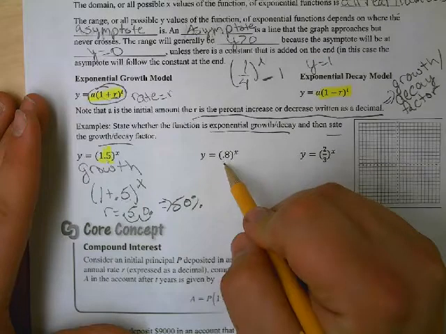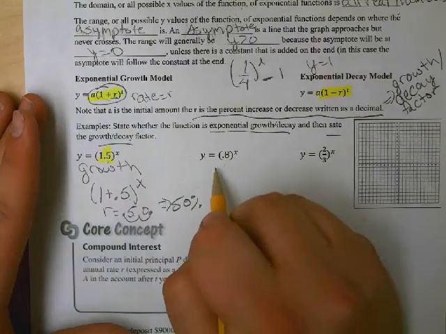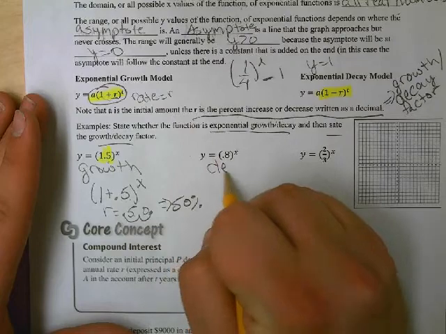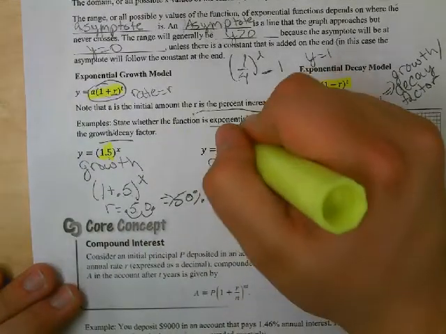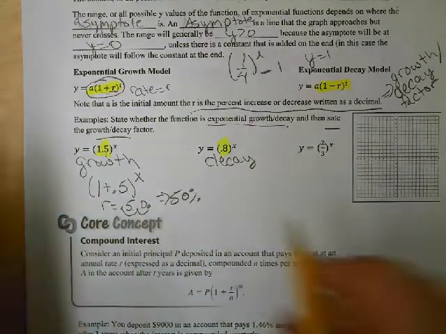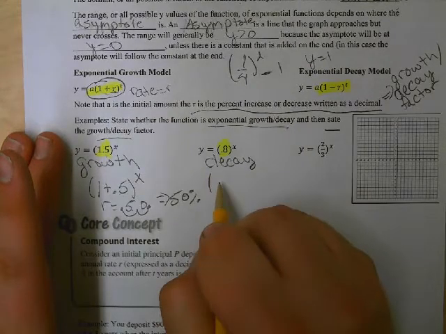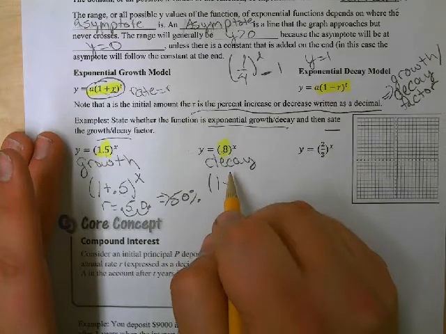Now moving on to this one. y equals 0.8 raised to the x power. Is that exponential growth or decay? Why? It's not greater than 1. Yeah, so it's less than 1. Yep. So this would be decay, because the 0.8 is less than 1. Now, I can rewrite this, can't I? How would I rewrite this? 1 minus... How would I make it 0.8? 1 minus 0.2. Yeah.